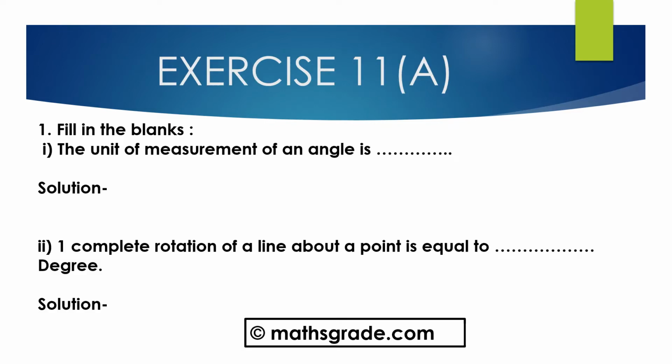Now we will solve question number 1. Fill in the blanks. First bit: the unit of measurement of an angle is dash. We can measure an angle by degree. So the answer is degree. Degree is the unit of measurement of an angle.